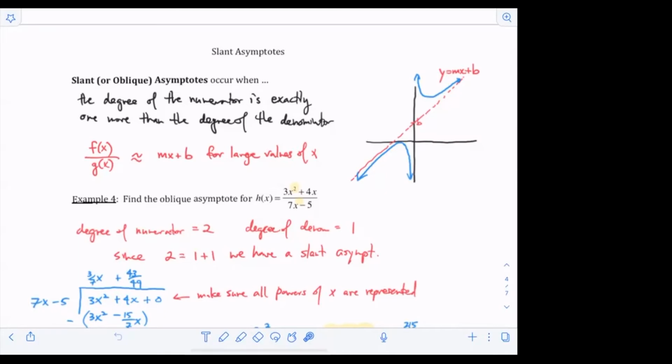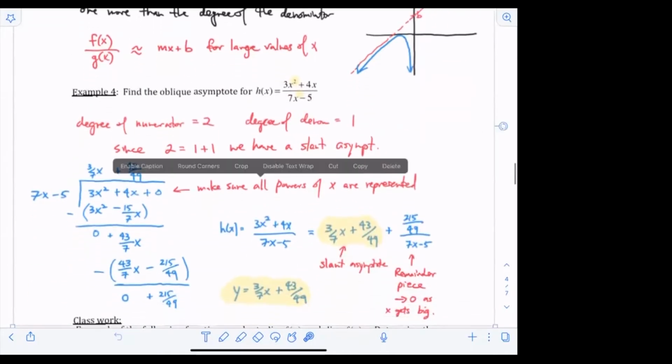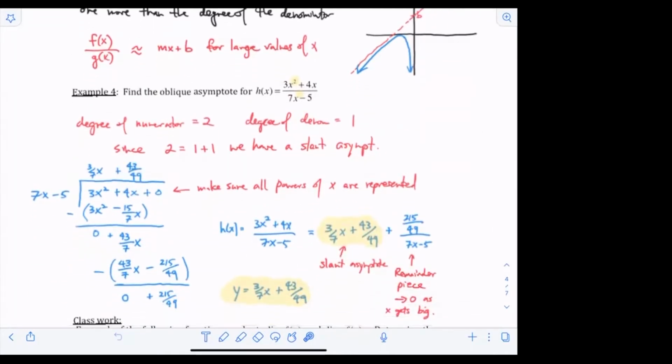I did an example with example 4 here. The degree of the numerator is 2. The degree of the denominator is 1. Since the top has degree 1 more than the bottom, we know we're going to have a slant asymptote. I just made up some random numbers, and this resulted in an ugly looking equation of a line.